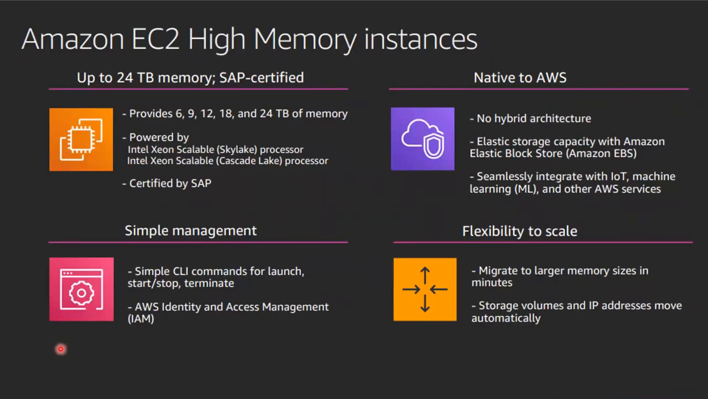Now, the Amazon EC2 high memory instance, as we discussed, supports up to 24 terabytes. Correction: with the newer SAP certified instances, you can even go up to 48 terabytes of memory. It is all powered by the Intel Xeon Scalable Skylake processor and the Intel Xeon Scalable Cascade Lake processor, and these are certified SAP VMs. It's all native to AWS. There's no hybrid architecture. These machines and processors are native to AWS.